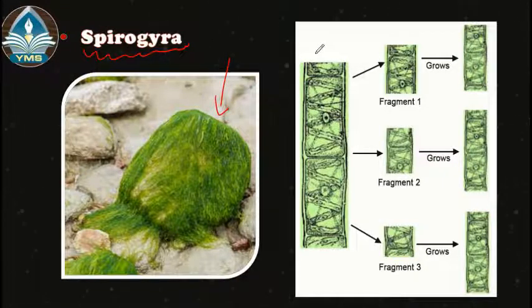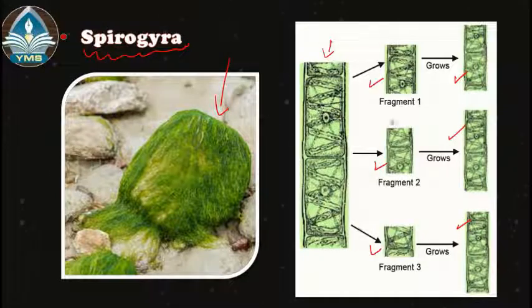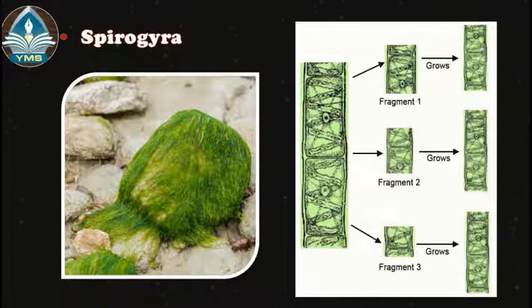The main reproduction in Spirogyra is asexual. One strand of Spirogyra will break down into fragments, and every fragment will make a new strand. Here we will speak about the cells of Spirogyra. Every one is 1N. They are haploid. Every cell is haploid. This is when the conditions are good.